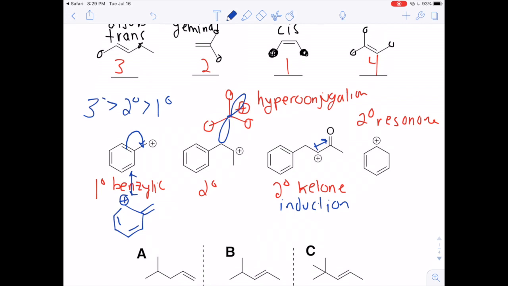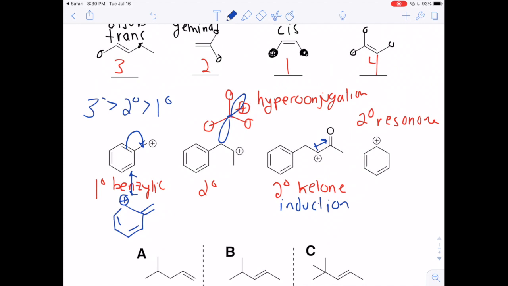So induction is not favorable, even though, remember, with acid-base chemistry, induction was favorable because we were delocalizing that negative charge. In this case, we're dealing with a positive charge, so induction is definitely not favorable. Okay, so with all that in mind, let's just rank these carbocations.